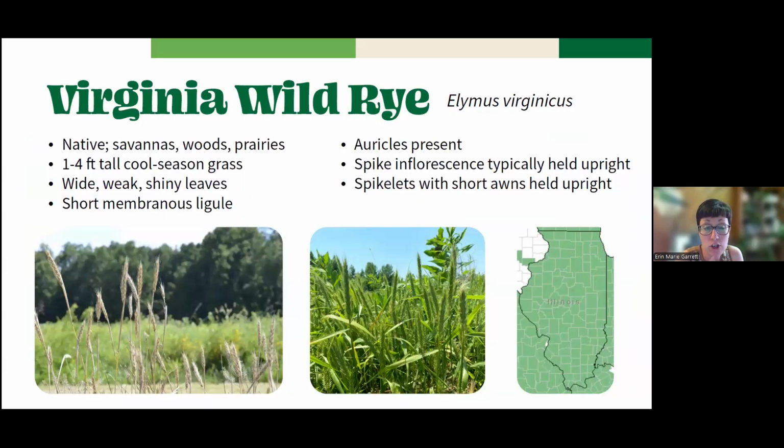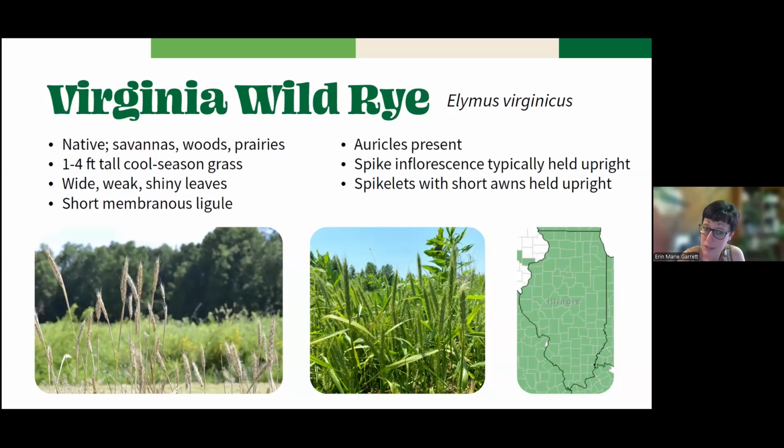Now we're going to move into Virginia wild rye, our second wild rye that we can find. Again, found across Illinois in every county. This one can definitely go from sun to shade. So we will find it in savannas, woods, prairies. It is, again, a cool season grass, but it's going to be a little bit shorter than bottlebrush grass. It says 1 to 4 feet. Typically, when I see this one, it's under 2 feet tall. It's going to have those same wide, weak, shiny leaves. They can still turn and show their undersides. It's going to have that short membranous ligule. It's going to have the auricles.